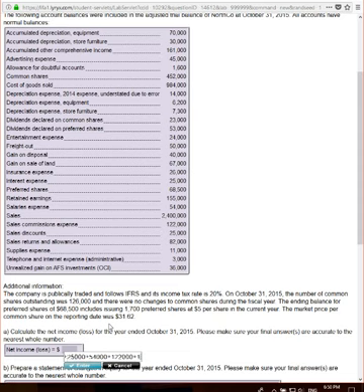And supplies expense, and telephone and intranet expense, and the unrealized gain on the AFS, available for sale investments through other comprehensive income, is not part of net income. All right, so now let's go back to the beginning.